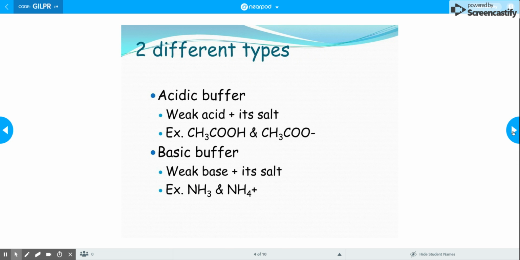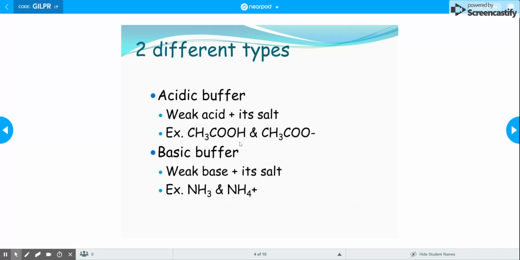So we have either an acidic buffer or basic buffer, and both of these buffers work fine for acids or bases. So an acidic buffer can work for an acid, an acidic buffer can work for a base. A basic buffer can work for an acid, a basic buffer can work for a base. It doesn't really matter. And what they both are, they're going to be either weak acids or weak bases, and then its salt. And so we have a weak acid here.